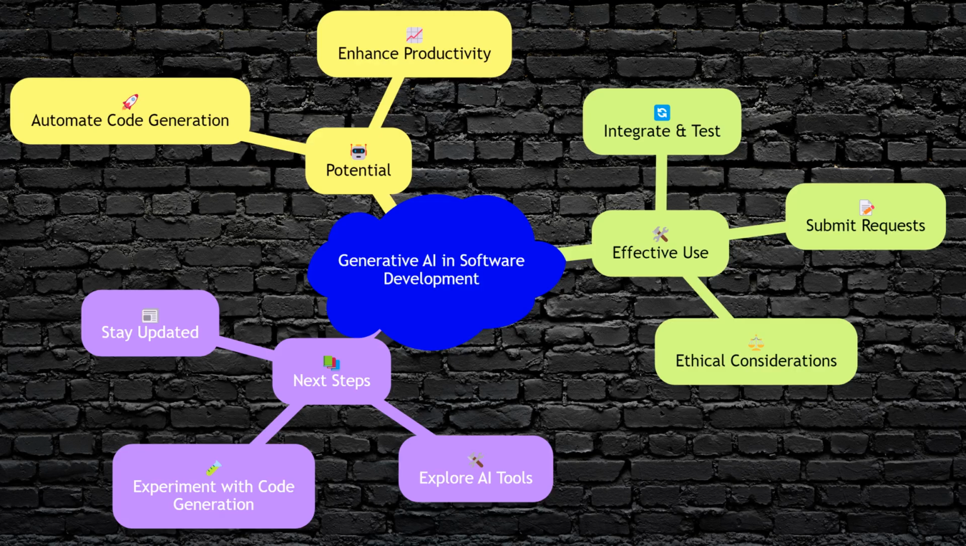Generative AI has the potential to revolutionize software development by automating code generation and enhancing developer productivity. By understanding how to submit effective code generation requests, integrate and test generated code, and consider the ethical implications, developers can harness the power of AI to improve their projects. The next steps involve exploring available AI tools, experimenting with code generation, and staying updated on the latest advancements in generative AI technology.